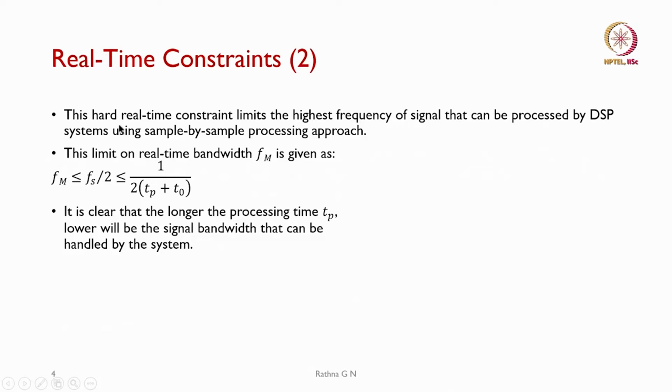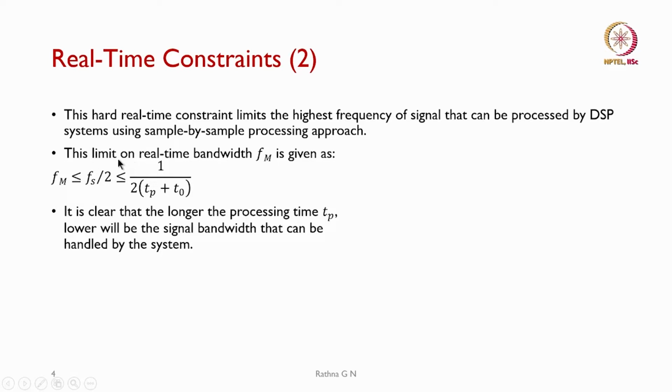One is the hard real time constraint, which limits the highest frequency of the signal that can be processed by our DSP system using the sample by sample processing approach. That means a hard real time system constraint is one where I cannot afford to lose even a single clock cycle. I have to process, and my result should be ready before the next sample comes.